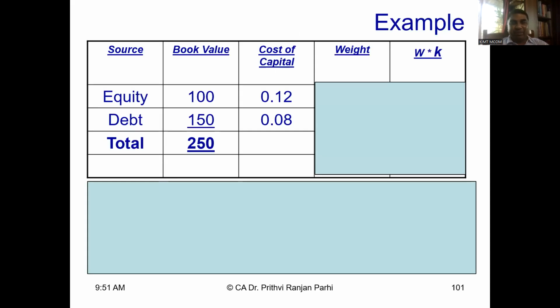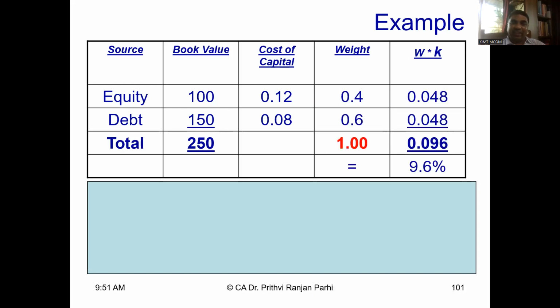Here is an example. If you look here, you will be able to compute weighted average cost of capital. Let us say book value of equity is 100, book value of debt is 150, total is 250. First, we will be computing the cost of each component. So let us say cost of equity is 12%, cost of debt is 8%. We are writing it in decimals, 0.12 and 0.08 respectively. Once this is known to us, first of all we'll be assigning weights, then we'll compute weighted cost.